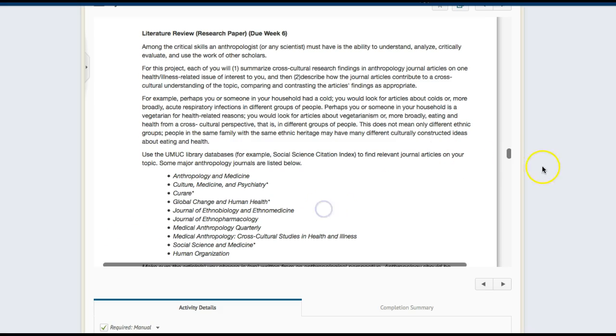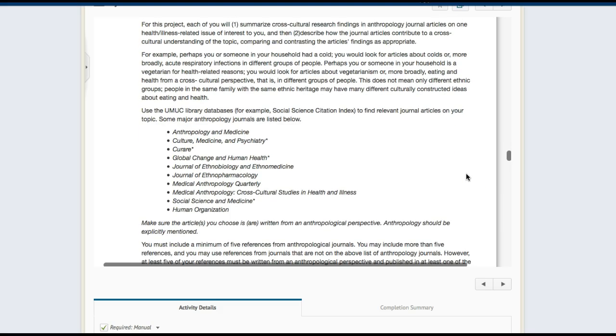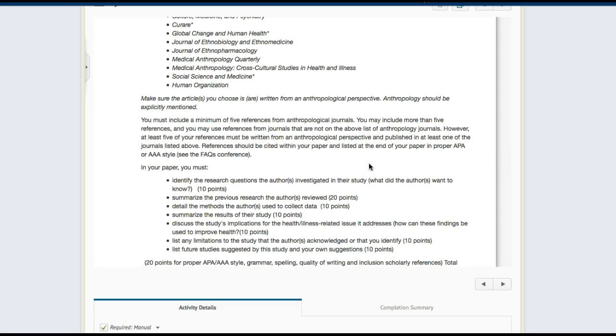So I've listed here some effective UMUC library databases that you can use. So for this paper, you must include a minimum of 5 references from anthropological journals. So you can certainly include more than 5 references, and you may include references from journals that are not on the above list of anthropological journals. However, at least 5 of your references must be written from an anthropological perspective.